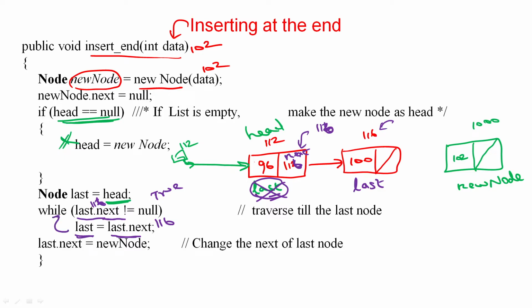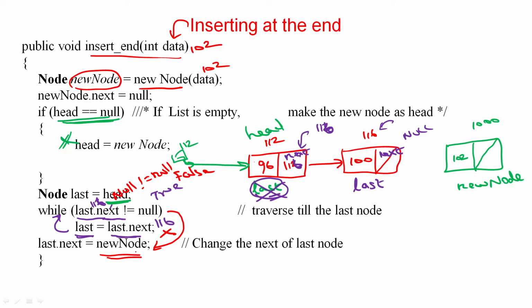Then the loop goes back again. Is last dot next not equal to null? This is the next field of last, and the next field is null here. So last dot next is now null, right? Is it true or false? It is false. Since it is false, this statement will not execute, and it will come out of the loop. Outside the loop, the new node is available.